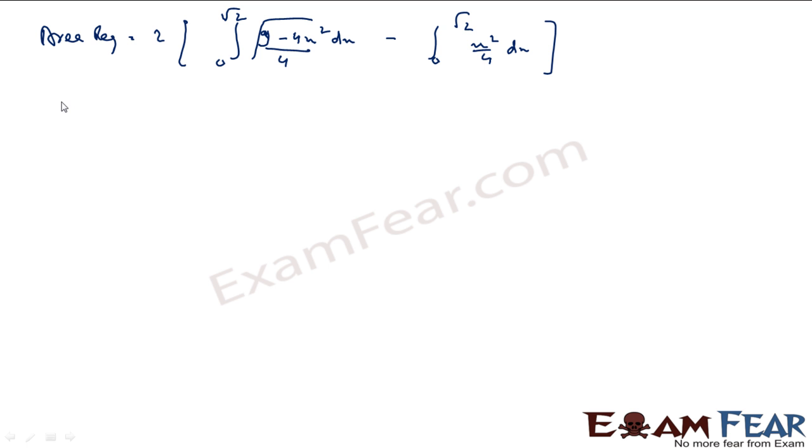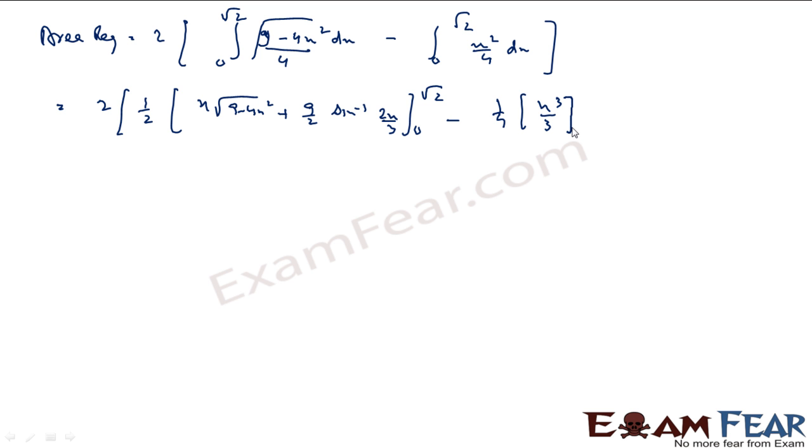So let's find the value of this. So this becomes, if you see, 2 into, root 1 by 4 is 1 by 2, and root of 9 minus x square, if you integrate, this becomes x root 9 minus 4x square plus 9 by 2 sine inverse 2x by 3, because this is 2x square, this is 3 square, right? 3 square is 9, 2x square is 4x square, from 0 to root 2, minus this guy will become 1 by 4 x cube by 3 from 0 to again root 2, and the whole thing is multiplied by 2, correct? This is nothing but 2 into, this becomes 1 by 2.